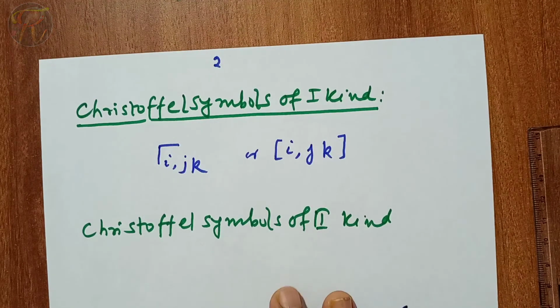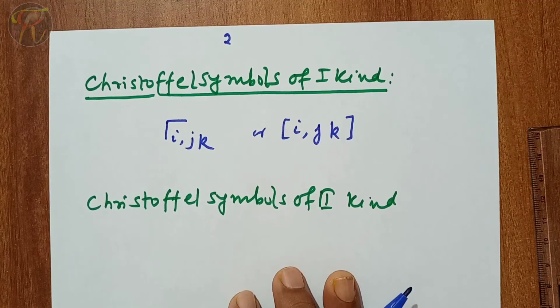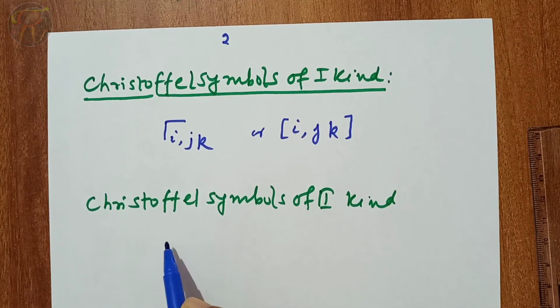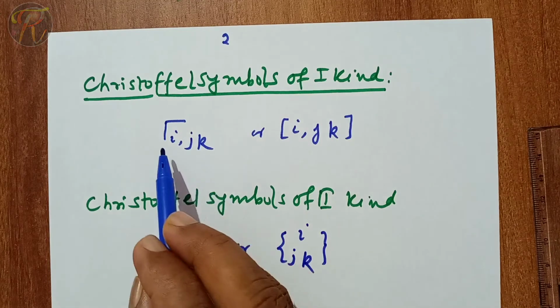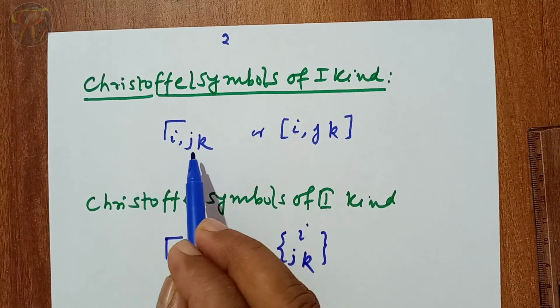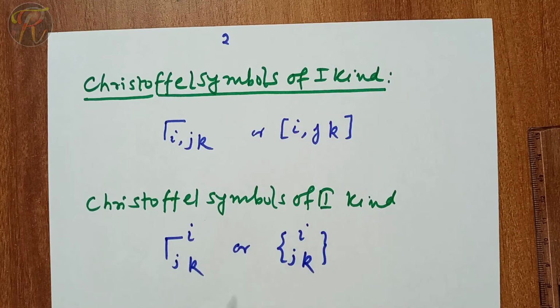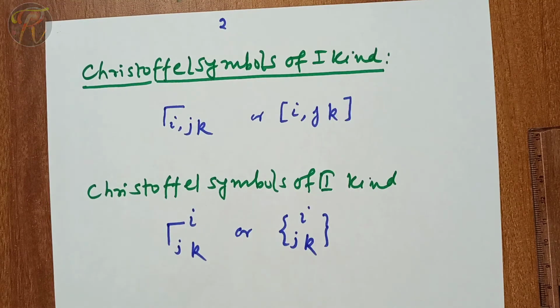Similarly, Christoffel symbols of the second kind are denoted by the symbol gamma^i_jk or the curly bracket {i jk}. In the first kind all the indices are lower, but in Christoffel symbols of the second kind one index i is in the upper position and j and k are in the lower position. Now the definition of Christoffel symbols of the first kind.